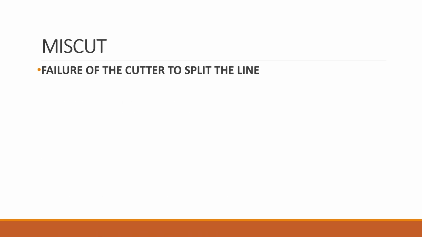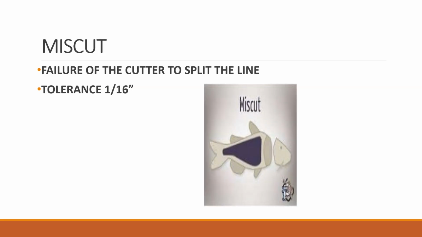Now, there is another important part of the garment industry called the miscut. That is the failure of the cutter to split the line, and the tolerance of miscut is 1/16 inch. So, that is the tolerance of miscut if anything happens like this, as shown in the figure. So, you can accept it with a tolerance of 1/16 inch.